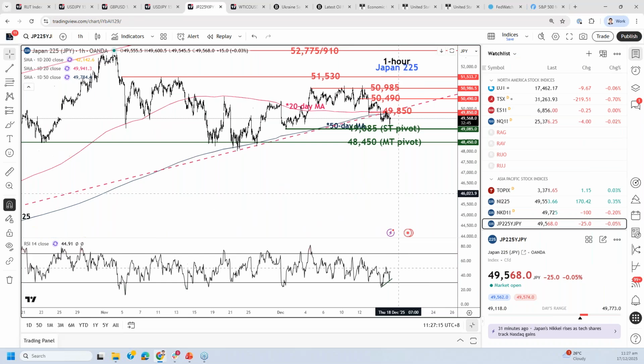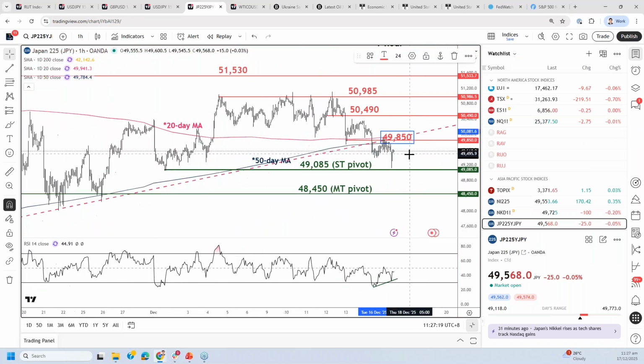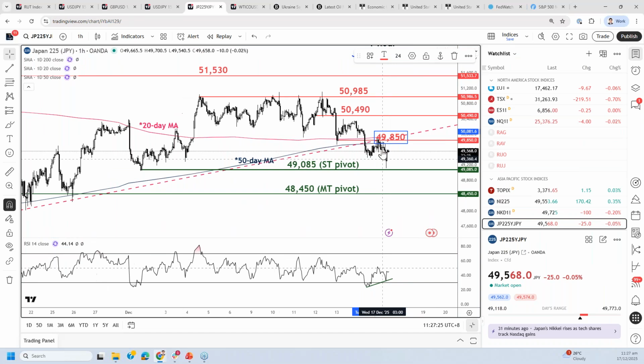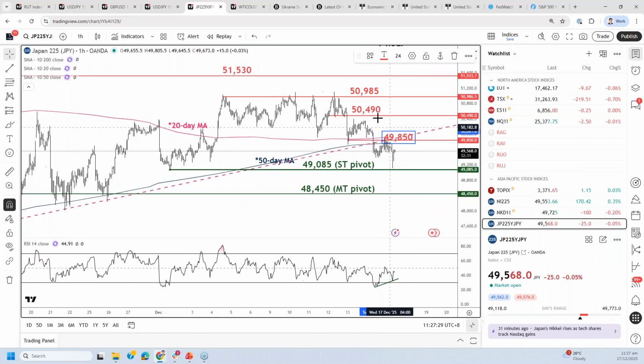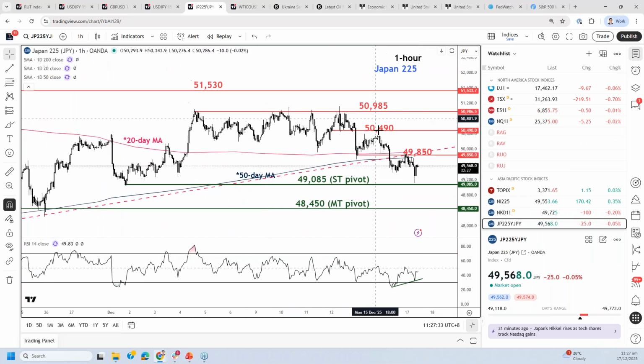So if we start to see a breakout above this key upside trigger level at 49,850, it could signify that the bearish breakdown yesterday was a failed bearish breakdown. So it's a bit of noise where the bulls could reinstate themselves and expose the next near-term resistance level, in first step, at 50,490 for the Japan 225, representing the Nikkei 225.